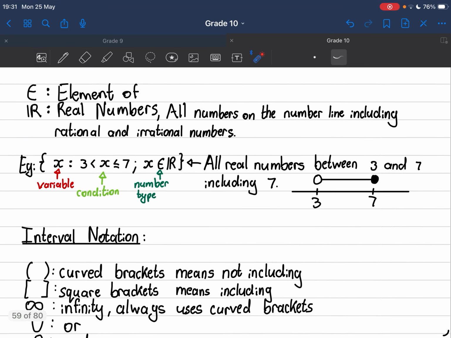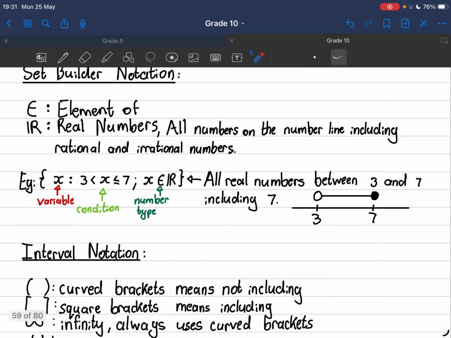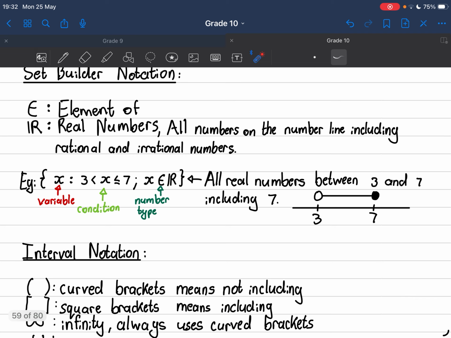Alright. For interval notation, we have a bit more to understand. Firstly, you have curved brackets and square brackets. It's very important which bracket you use. Similar to how you use a less than or less than or equal to sign, a curved bracket means not including whatever number is next to that bracket, and a square bracket means including whatever number is next to that bracket. Then we have the symbol for infinity, and when we use infinity, the bracket next to it is always a curved bracket.